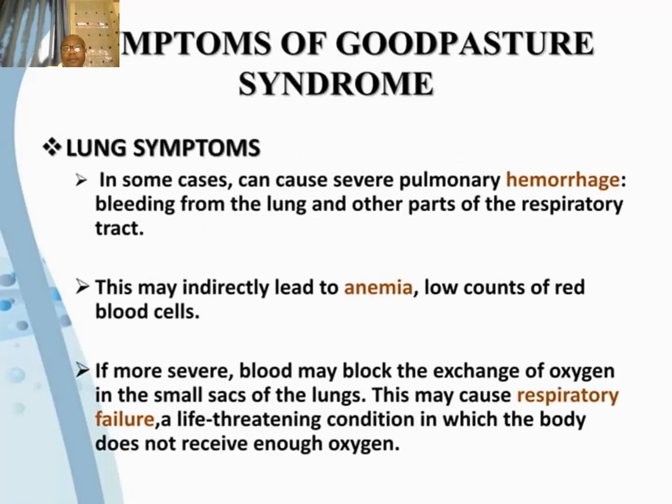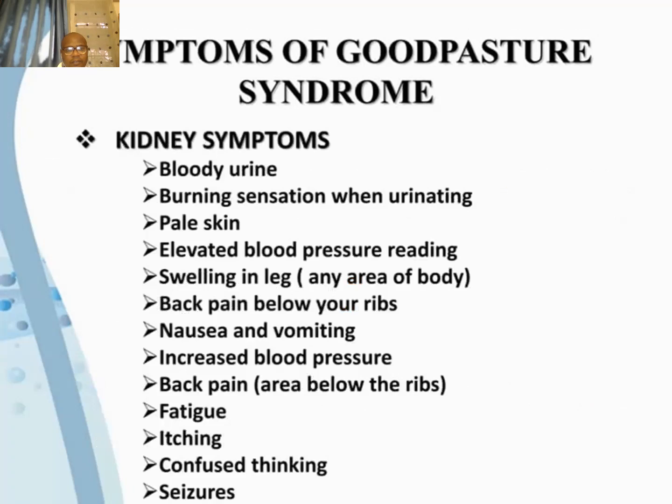In some cases, it can cause severe pulmonary hemorrhage. Again, as we have explained, this is because the collagen in the alveolar spaces is inflamed, and the blood vessels are also inflamed, leading to bleeding. This can indirectly lead to anemia, hemorrhagic anemia, with a low red blood cell count. If more severe, blood may block the exchange of oxygen in the lung sacs, causing respiratory failure. This is a life-threatening condition because the body does not receive enough oxygen.